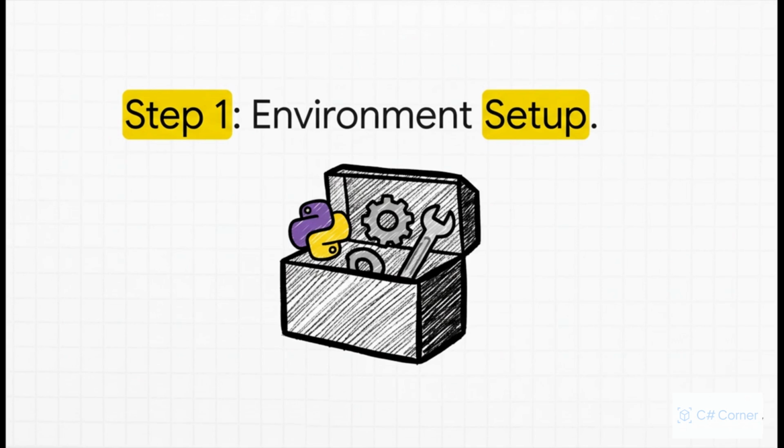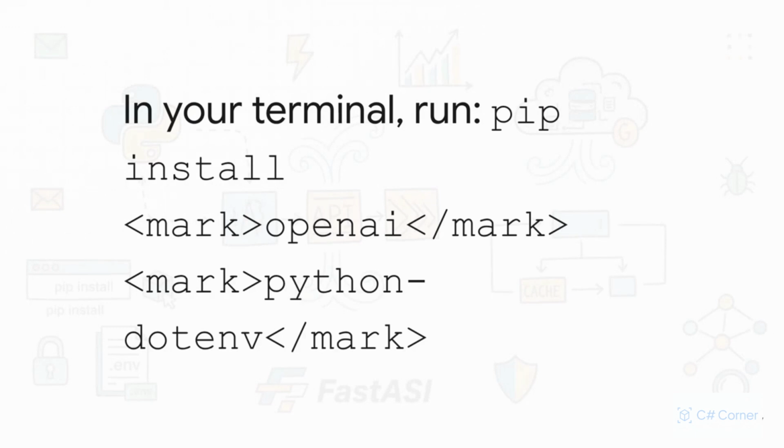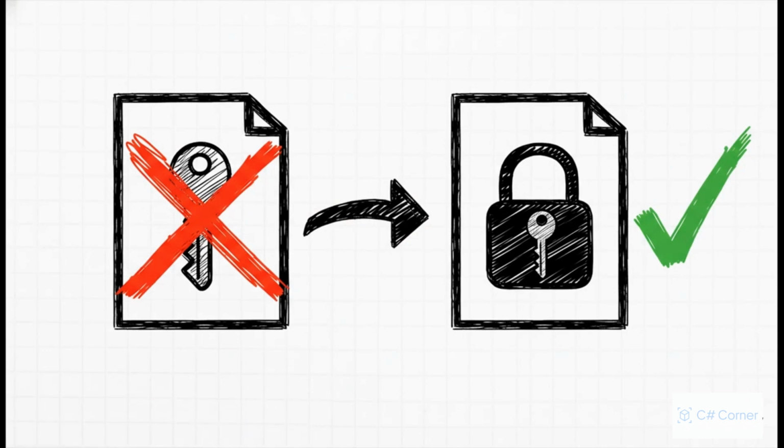First step, let's get our Python environment ready and install a couple things. Just run this in your terminal. It grabs the official library and another one for keeping things secure. And this is super important. Put your API key in a .env file. Never, ever hard code it.